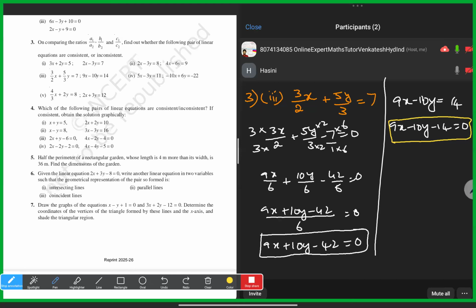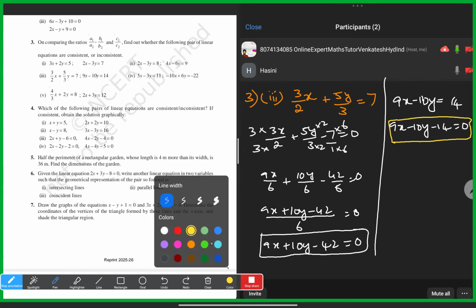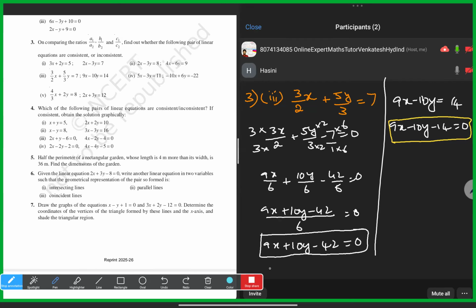So what I'm doing is writing the A1, B1, C1 values and the A2, B2, C2 values. A1 is 9, B1 is 10, C1 is minus 42. Correct? Yes, sir. Then here A2 is 9, B2 is minus 10, C2 is minus 14. Any doubt? No, sir.